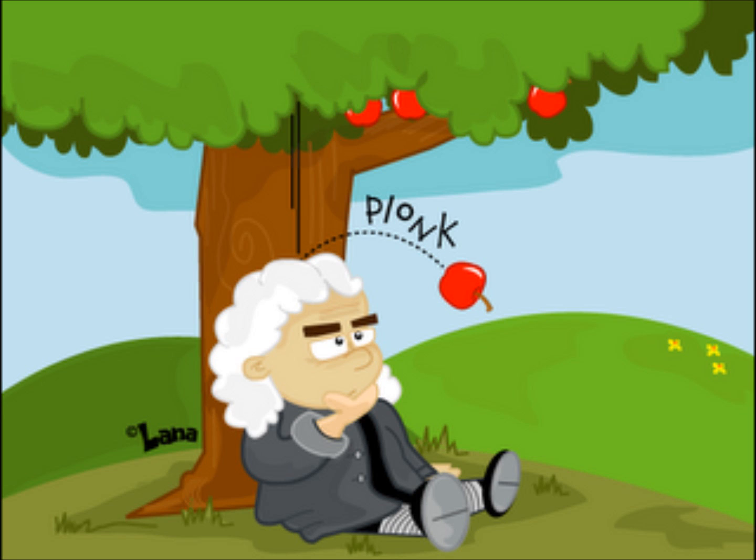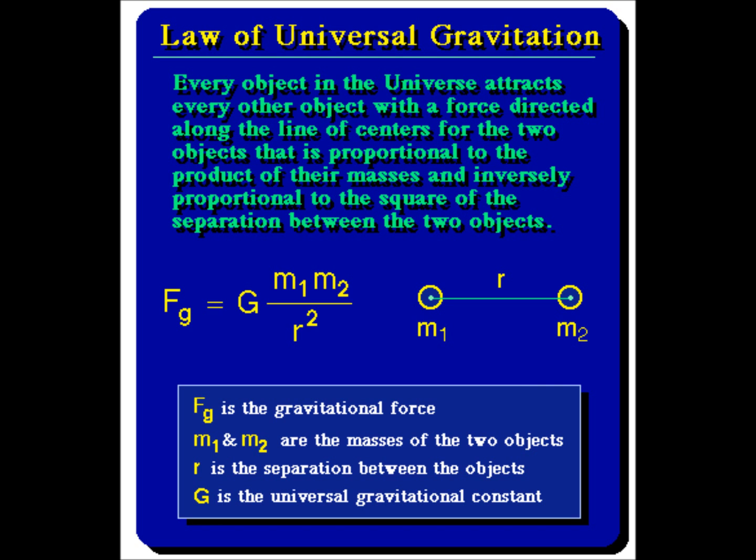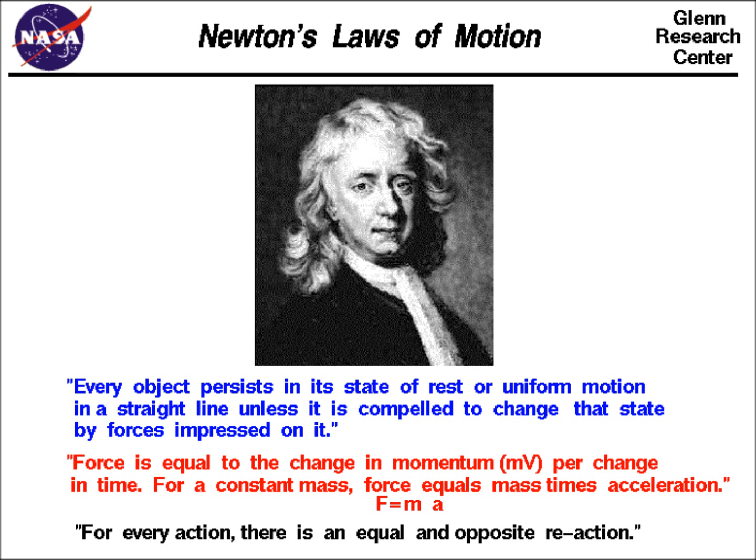The theory says that every particle of matter attracts every other particle, with a force that is directly proportional to the product of their masses and inversely proportional to the square of the distance between the two. The standard formula for the law of universal gravitation is seen on the picture in front of you, where G is the gravitational constant, which is 6.67 times 10 to the negative 8.